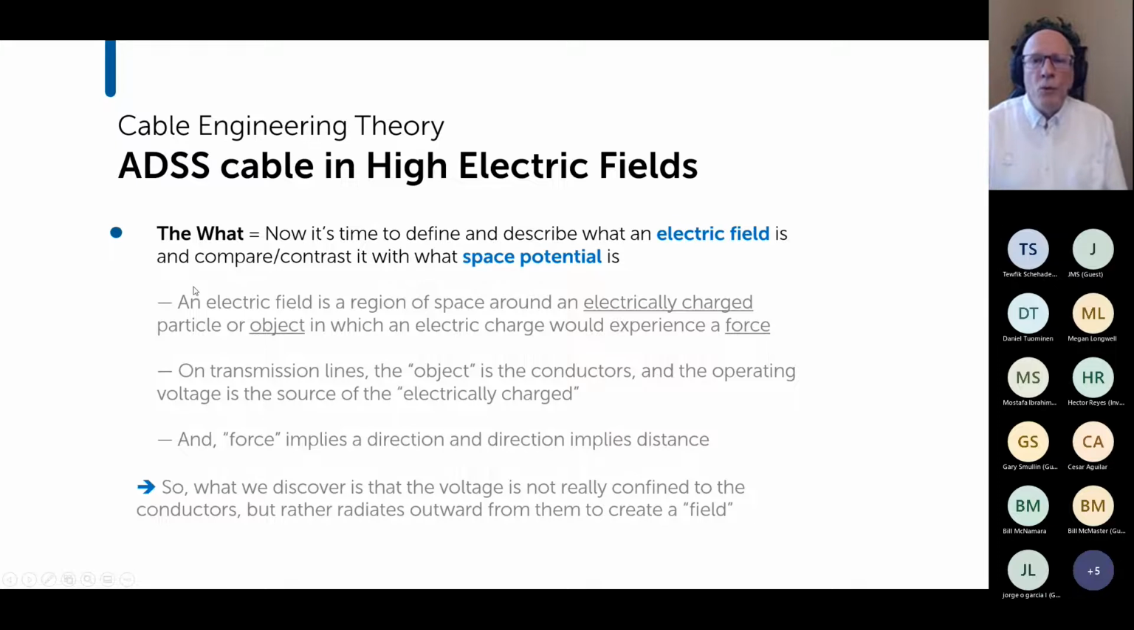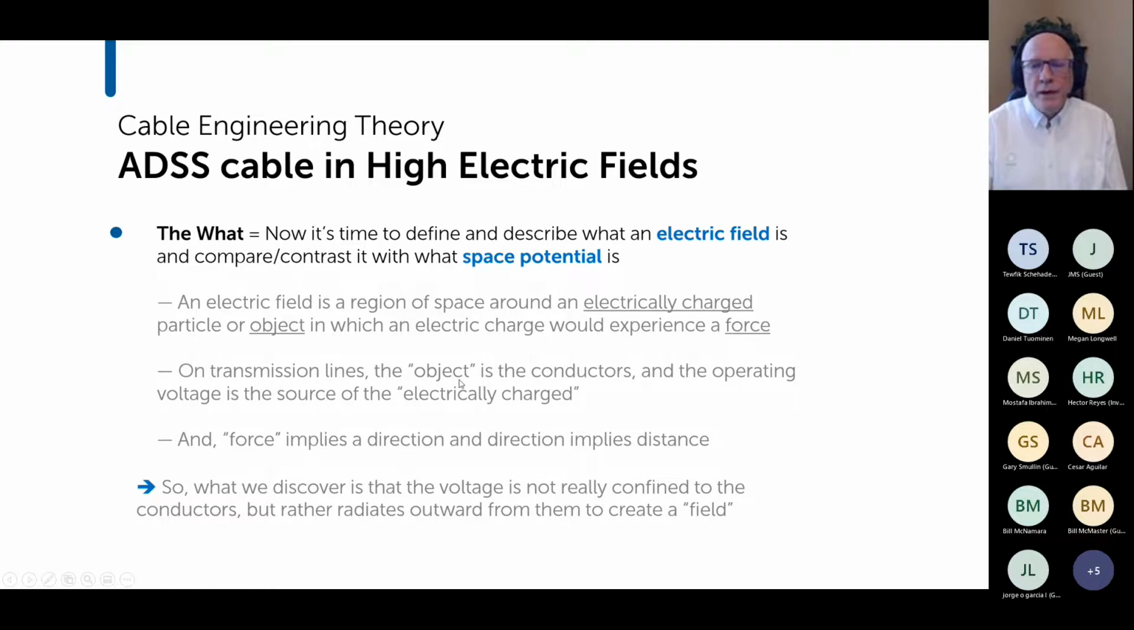So that was the why. Now the what. So now let's talk about what an electric field is, and let's compare and contrast that with what space potential is. So an electric field is defined as a region of space around an electrically charged particle or object in which an electric charge would experience a force. So basically, the electric charge here is referring to an electron. So an electron feels a force on it, feels the force to move.